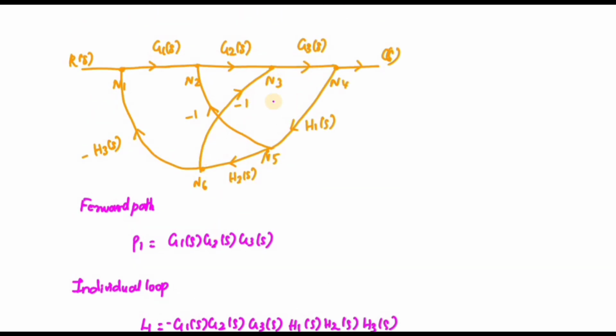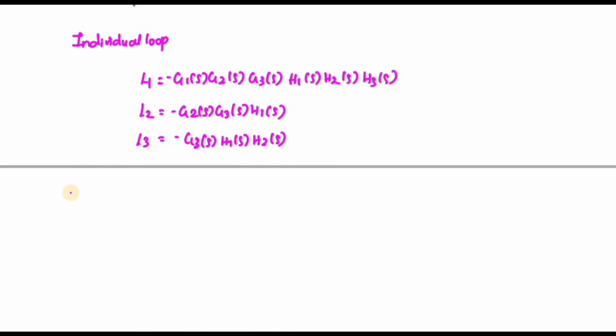For this loop. Okay. So next are the two non-touching loops. If we have three non-touching loops also you can write. So first I'm going to write the two non-touching loops. You can see that for L1 and L2, G2 is common. For L3 and L1, G3 is common. And if I see L2 and L3, G3 is common. So there is no two non-touching loop.